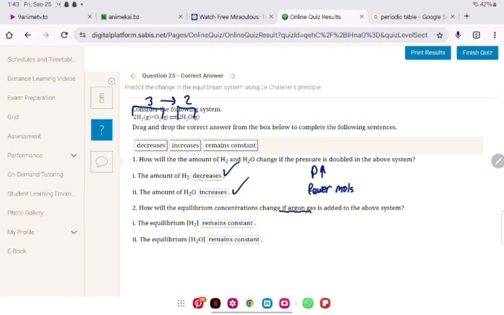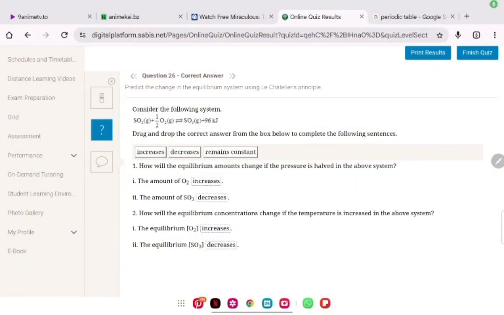And here, if argon gas is added, argon is group 18, so it's an inert gas, so it remains constant, because it doesn't affect equilibrium. Here they said if the pressure is halved, that means pressure is decreasing. If the pressure is decreasing, it's going to move to the side with more moles. So here there's 1.5. Here there's 1. So it's going to move backward, so O2 will increase and SO3 will decrease because it's moving backward.